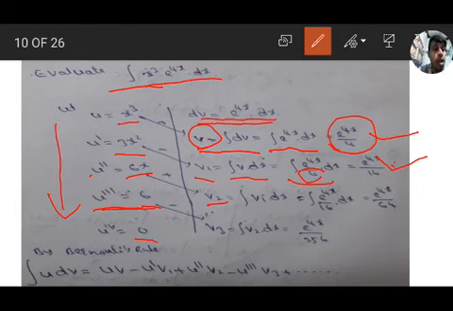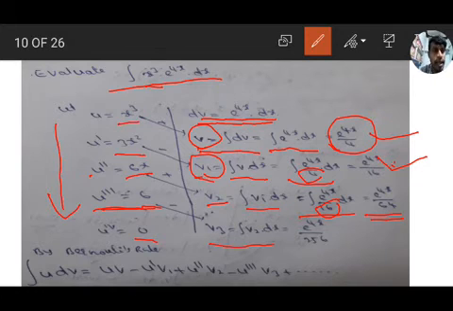Next v2, integration of v1. Integration of e to the power of 4x by 16 dx. 16 is the coefficient outside, 1 by 16, and integration of e to the power of 4x is e to the power of 4x by 4. So 16 into 4 is 64, e to the power of 4x by 64. Next v3, that is integration of v2. Integration of v2 means e to the power of 4x by 64, 64 is the outside.